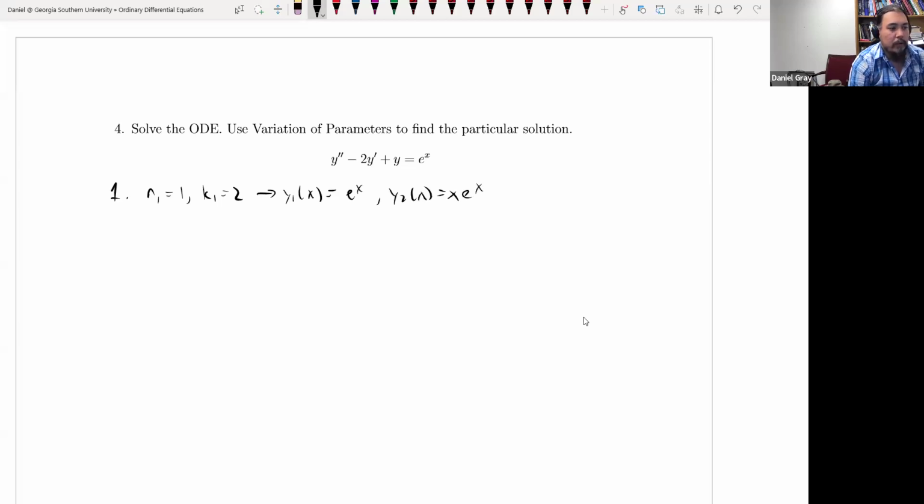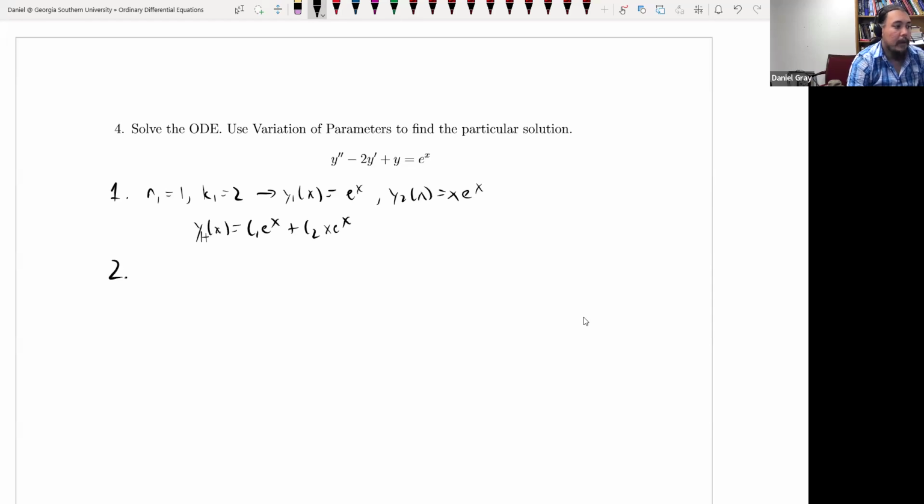Now, in general, it doesn't really matter which one you call y1 and which one you call y2. But what's important is once you establish an order on these solutions, you have to stick with that order through the entire problem here in the variation of parameters. Okay. Now, y of x is going to be equal to c1 e to the x plus c2 x e to the x. And I said y of x, but I meant y sub h of x.